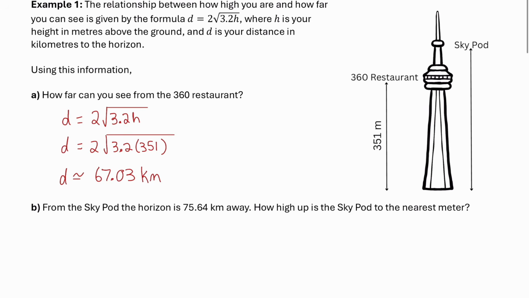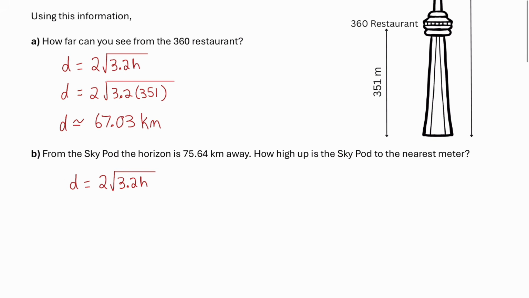But if we go up higher, up to the skypod up here, part B says that the horizon from the skypod is 75.64 kilometers away. And we want to know how high up is the skypod to the nearest meter. So how high off the ground, what's the height off the ground of the skypod? So this time, if we were to use this formula for the distance to the horizon based on the height you are, we now know the distance to the horizon is 75.64, and we're missing the height. So I'll sub in 75.64 for the distance.